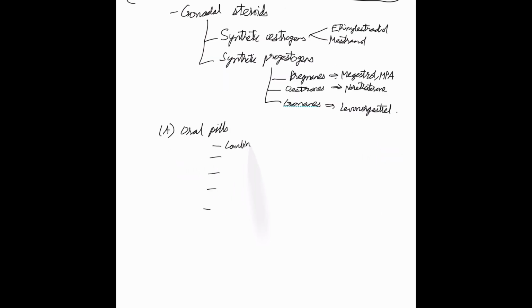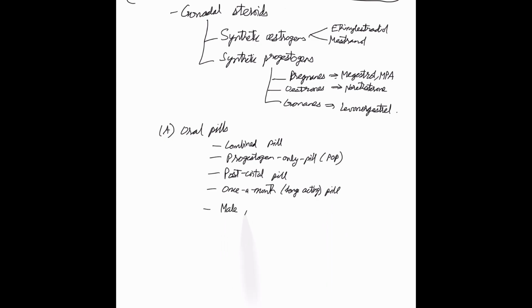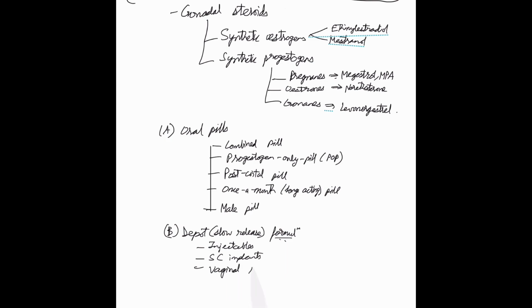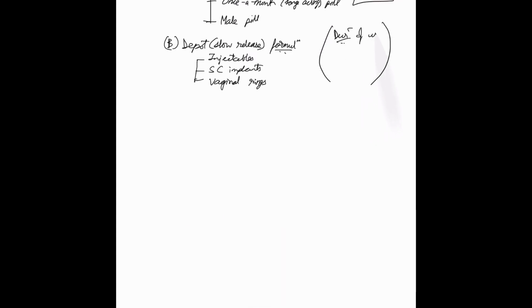norethisterone for estranes, and levonorgestrel for gonanes. Now, coming to oral pills, we have combined pills, progestogen only pills, postcoital pills, once a month or long acting pills, and male pills. Mala N or Mala D, which you might have heard of, come under combined pills. There's also a table that would help you remember the same.